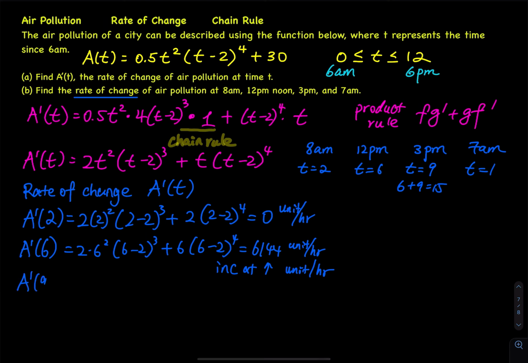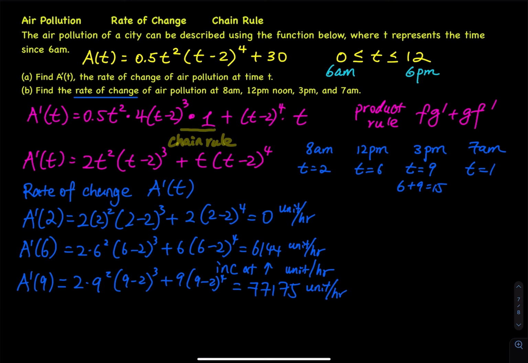And then A prime of 9, so that is 2 times 9 squared, times 9 minus 2 to the third, plus 9 minus 2 to the fourth. So that equals an even bigger number, 77,175. So this is unit per hour. So this is positive. That means at 3 p.m., the rate of change of air pollution is increasing.